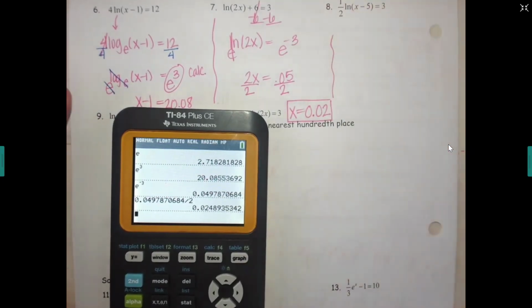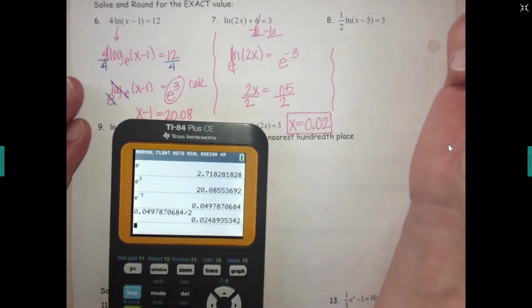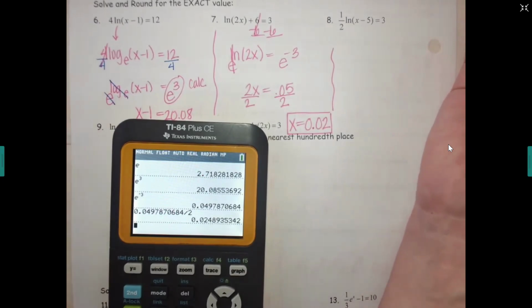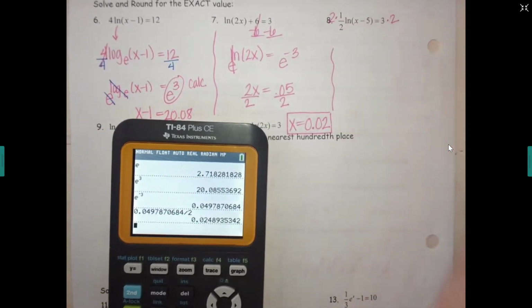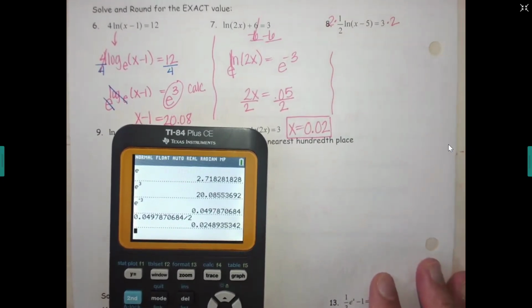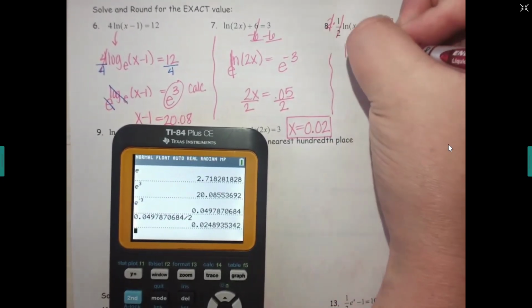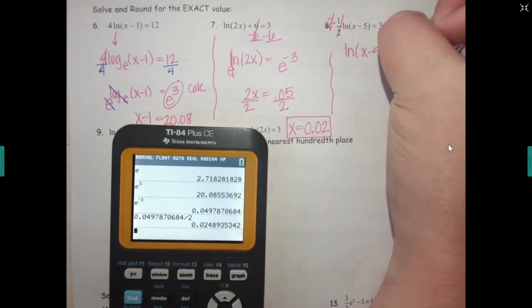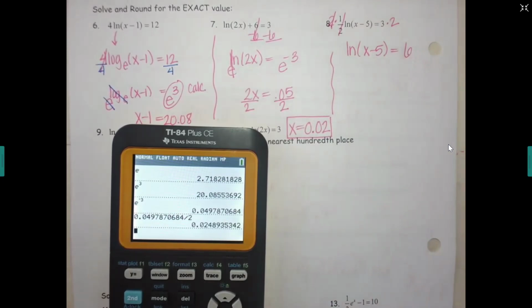Take a look at number 8. How do I get rid of the 1/2 in the front? Let's get rid of it as a 1/2 is a, we could move it up, but let's times 2. But actually what you suggested, that actually would work, but it'd just be harder. So a 1/2 is divided by 2. We're going to multiply by 2. So now I have ln x minus 5 equals 3 times 2 is now a 6.